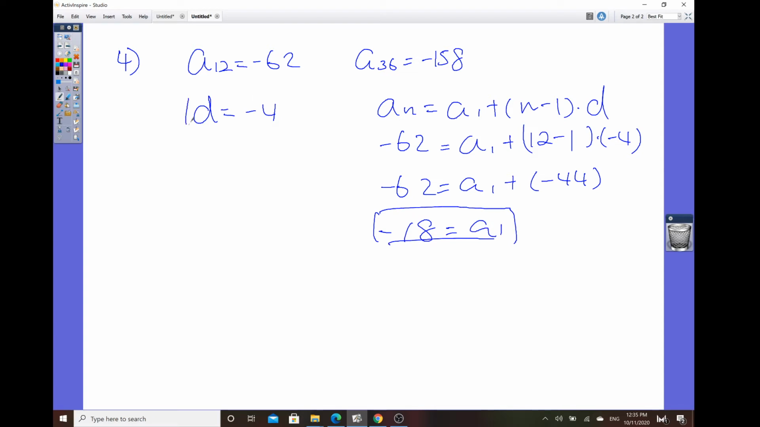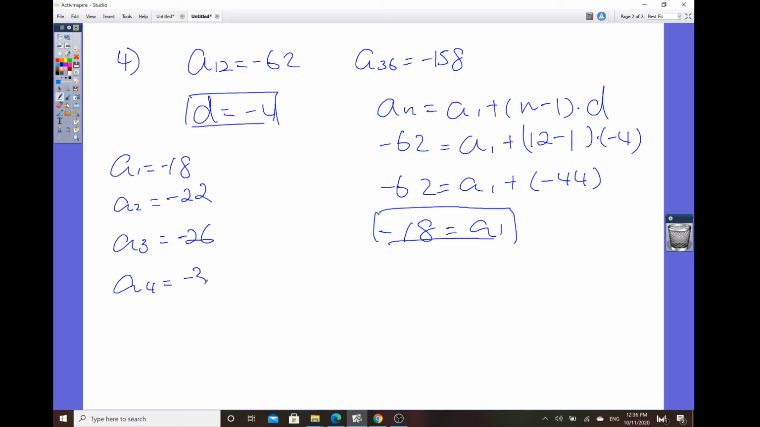Okay, so common difference, a sub 1. And now we want to find out the first 5 terms, so a sub 1 is negative 18. A sub 2, so just simply add negative 4, so negative 22. A sub 3, negative 26. A sub 4, negative 30. And then a sub 5, negative 34. And then you want to find out the 52nd term.